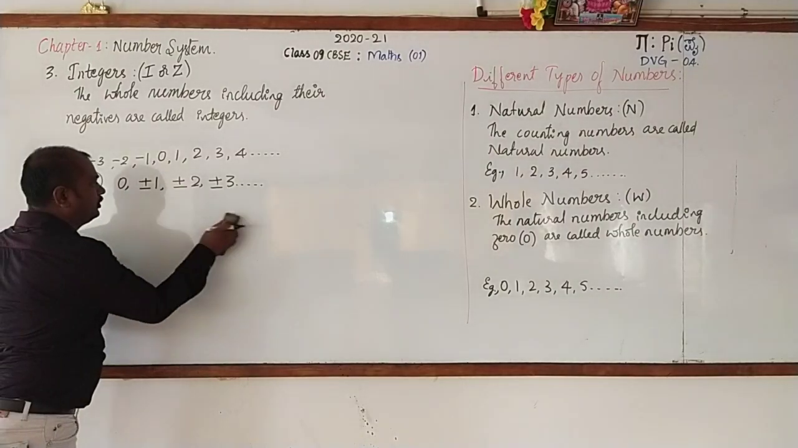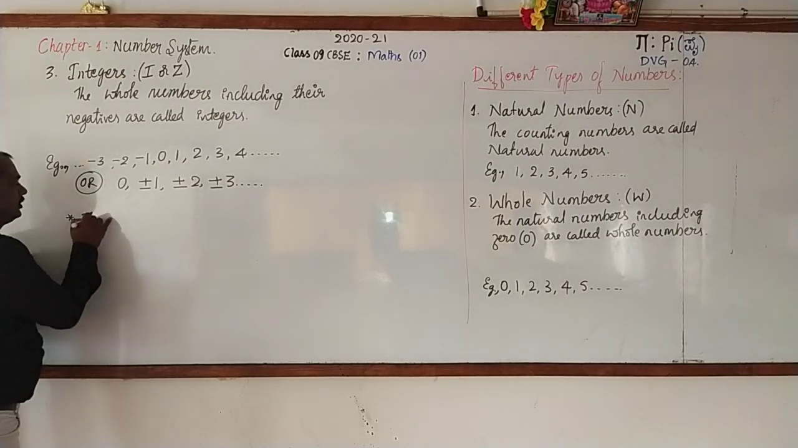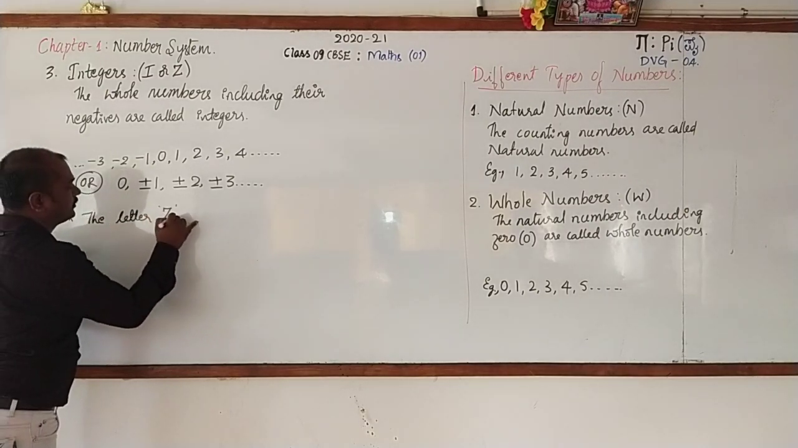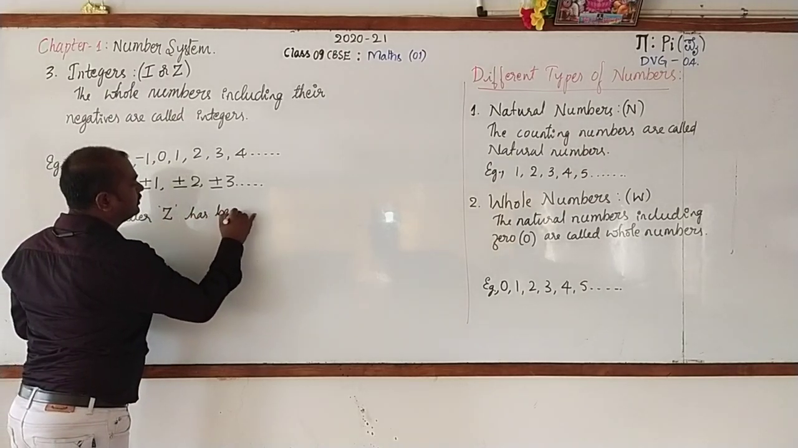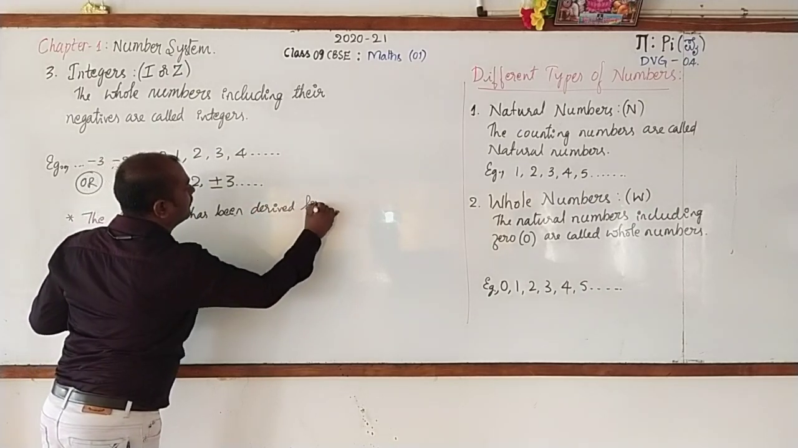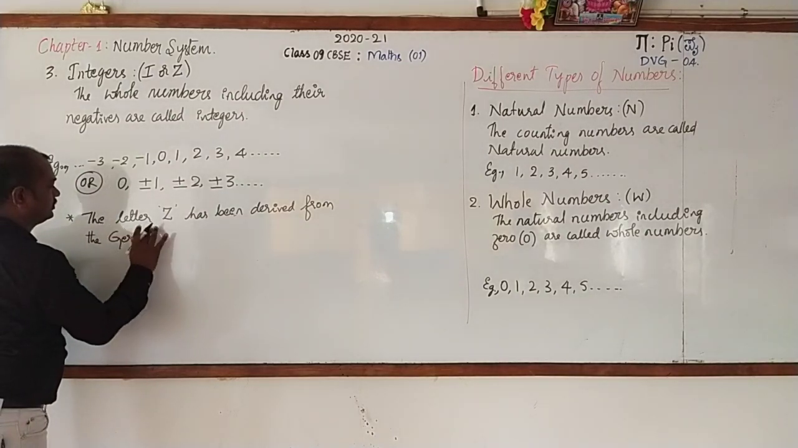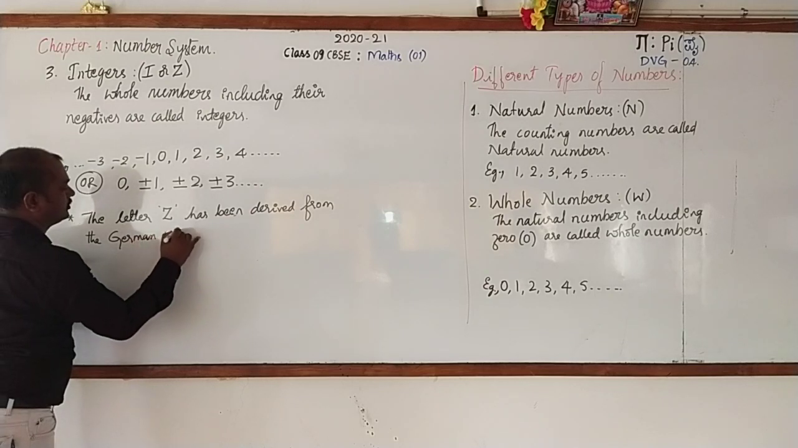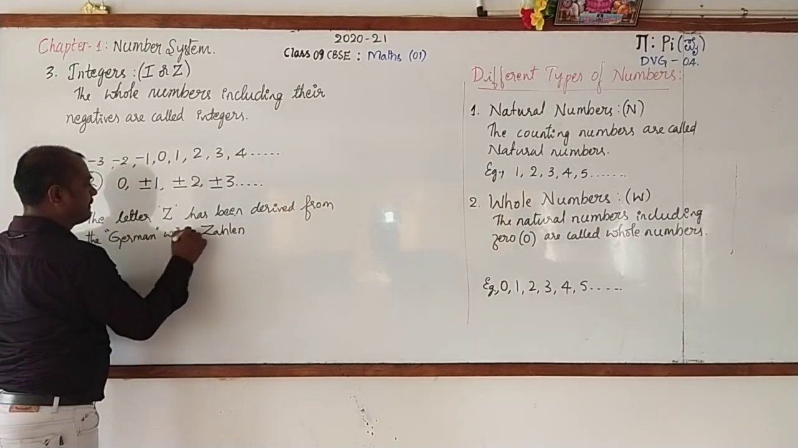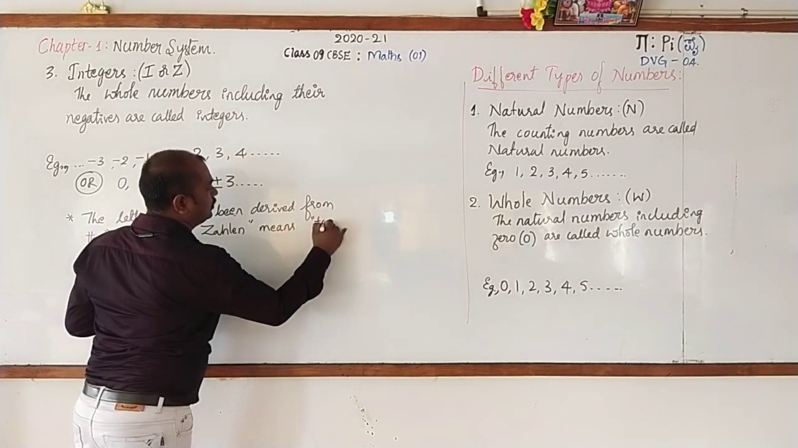And write down a point. Write down the letter Z has been derived from the German word Zahlen. The German word means to count.